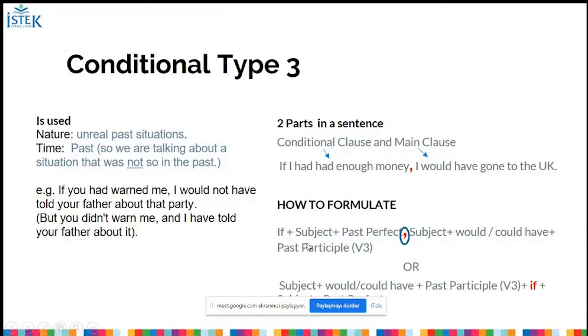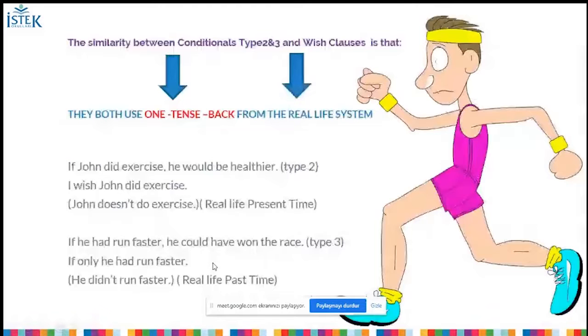Now, when we come to formulating conditional type 3, we use if plus subject, past perfect this time, and subject would, could, have plus past participle, or vice versa. There is a similarity between conditionals type 2, 3 and wish clauses, which is that they both use one tense back from the real life system.